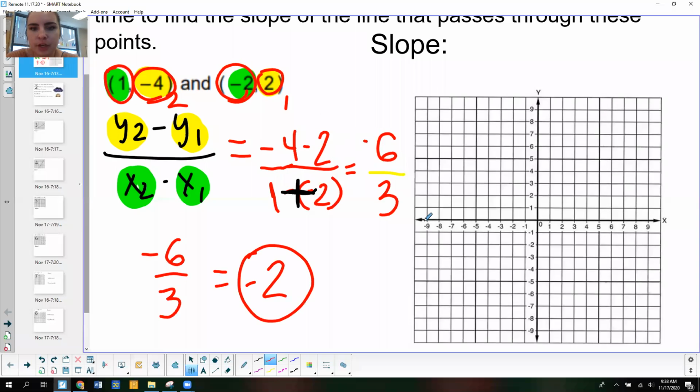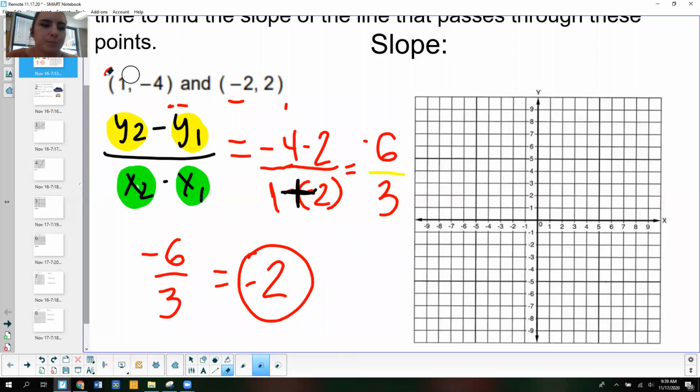Now, just to check, I'm going to go ahead and put it on a graph, and what I can do is erase everything that's going on around the points really quick, so they're a little easier to read. So I'm going to plot these 2 points. I'm going to start with this one right here. So I've got (1, -4). I'm going to go over 1, down 4: 1, 2, 3, 4. So I've got (1, -4).